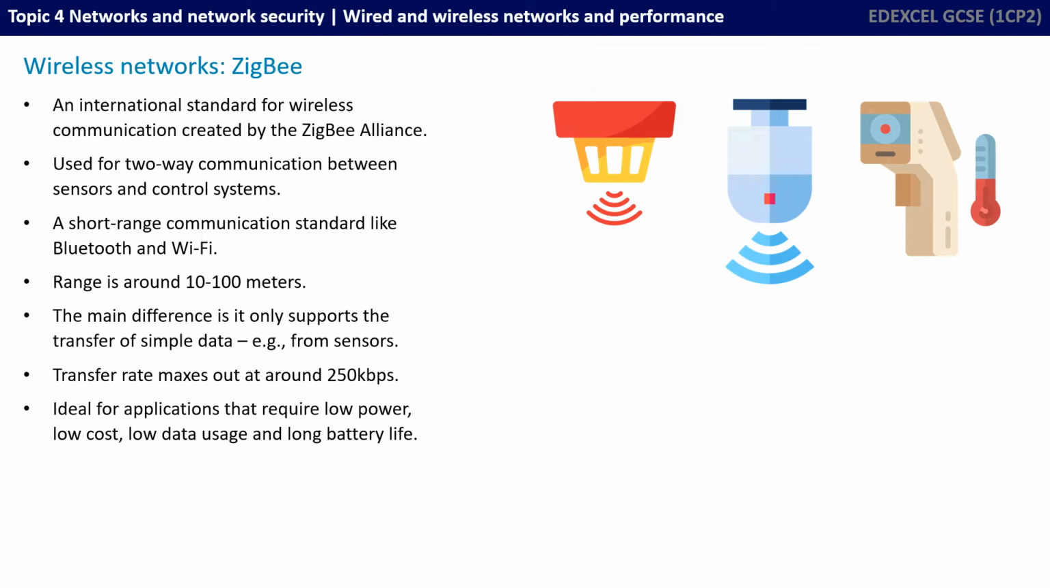The main difference is it only supports the transfer of very simple data, for example between sensors. Data transfer rates max out at around 250 kilobits per second. It's ideal for applications that require low power, low cost, low data usage, and therefore a long battery life.